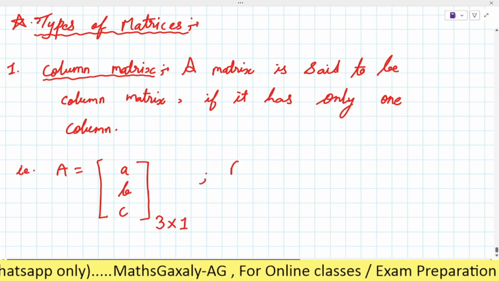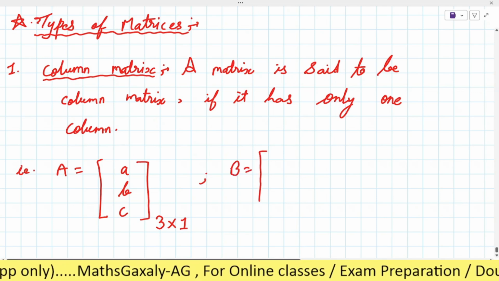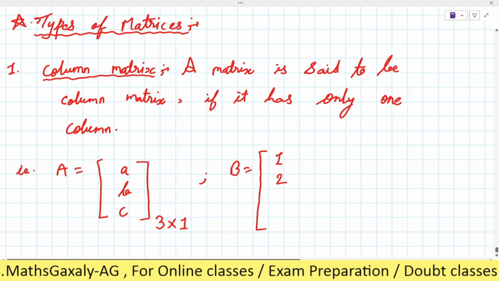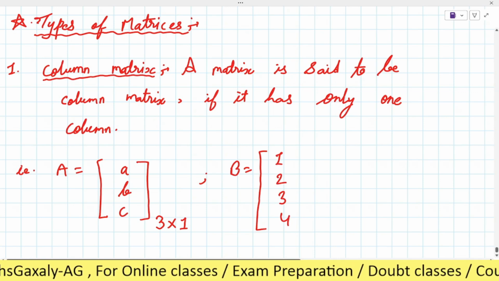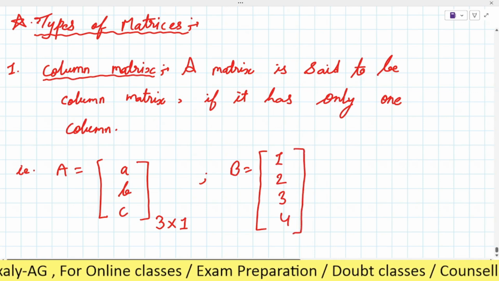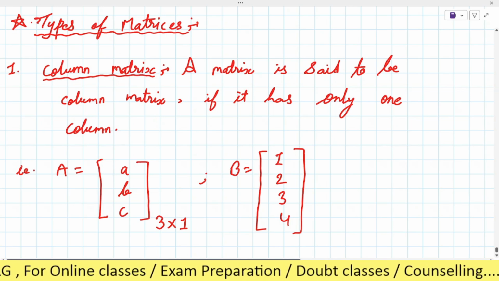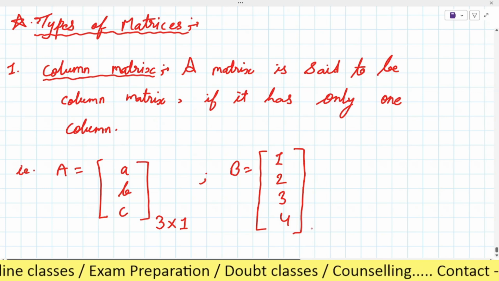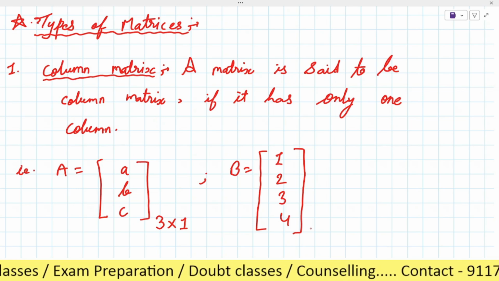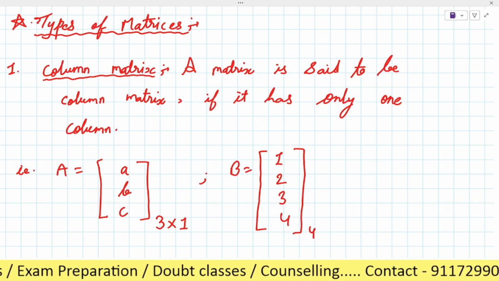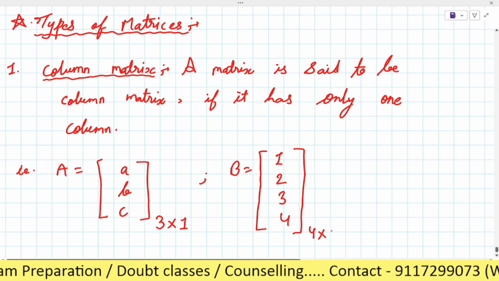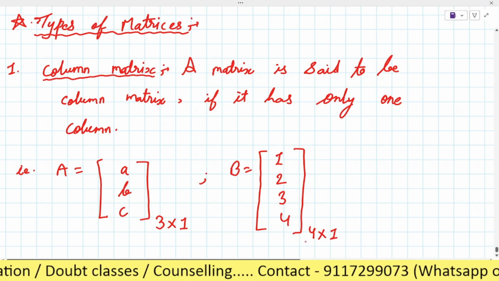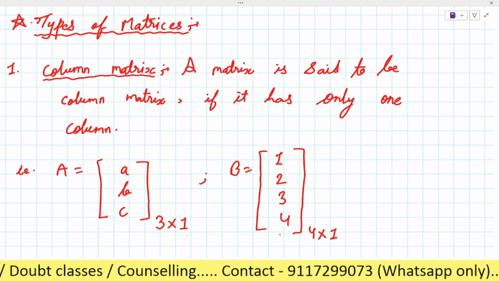Similarly, another example: suppose there is a matrix B whose elements are 1, 2, 3, and 4. How many rows can you see here? Four. And the number of columns? 1. So it is a matrix of order 4 by 1.